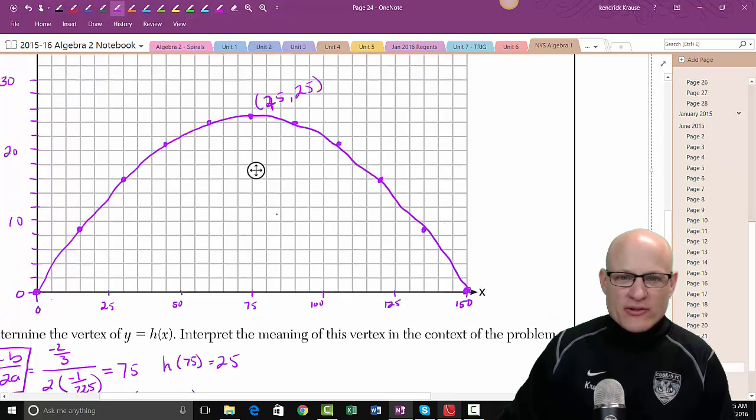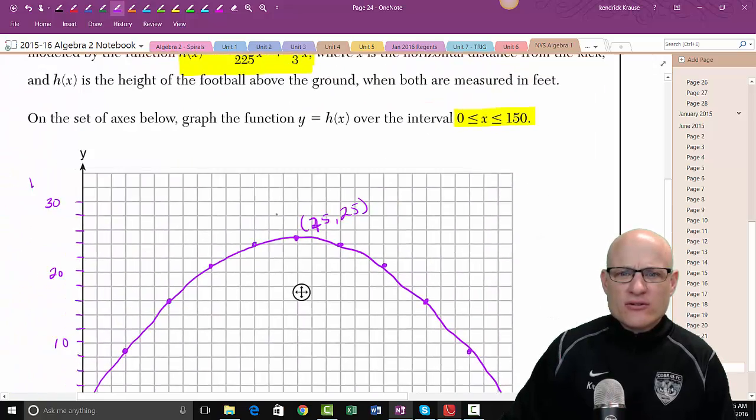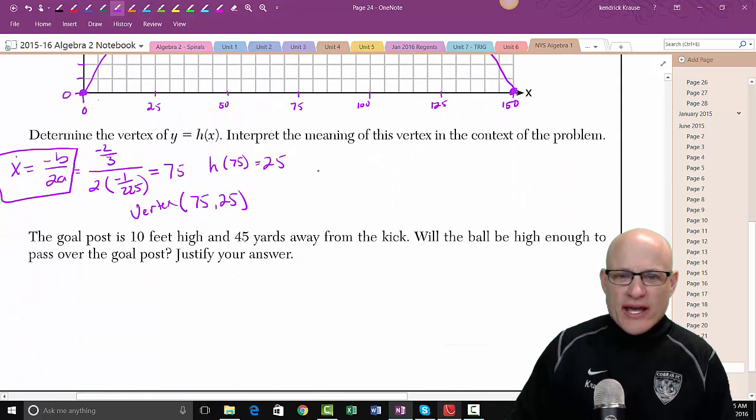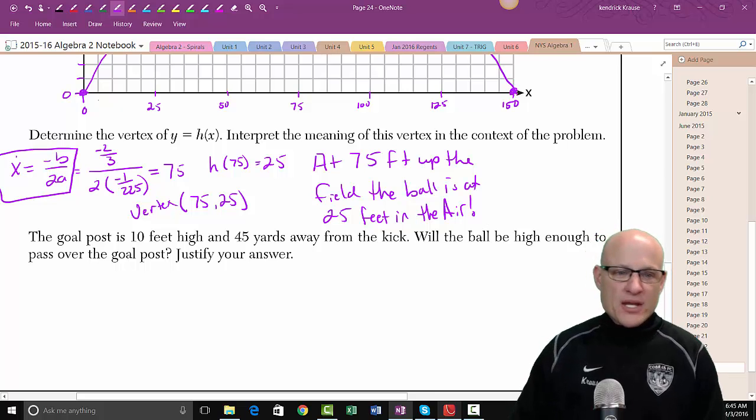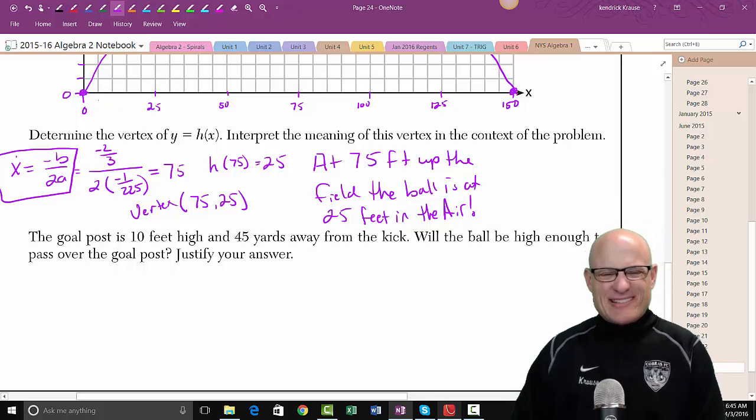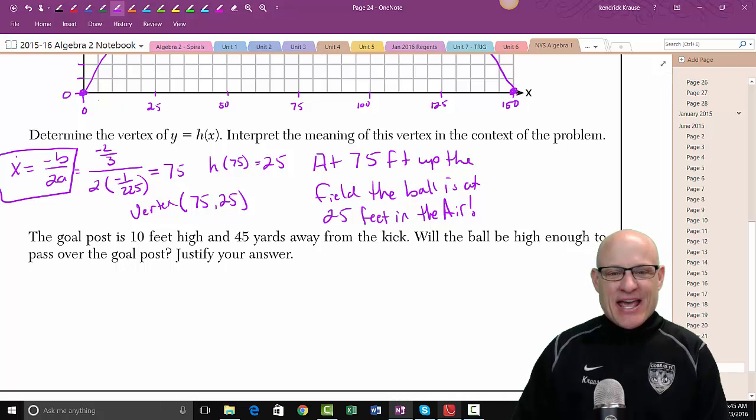So I don't remember this. Is it yards? Both measured in feet. So at 75 feet up the field, the ball is at 25 feet in the air. Okay, so now it says the goal post is 10 feet high and it's 45 feet away.